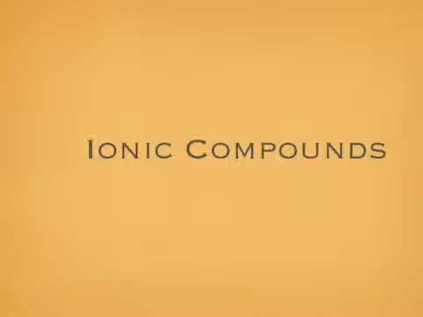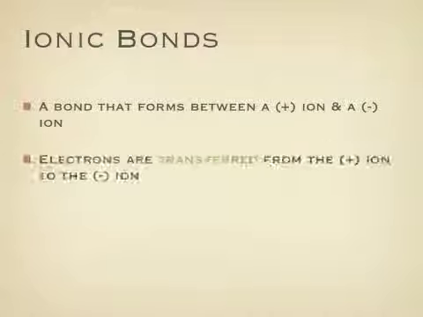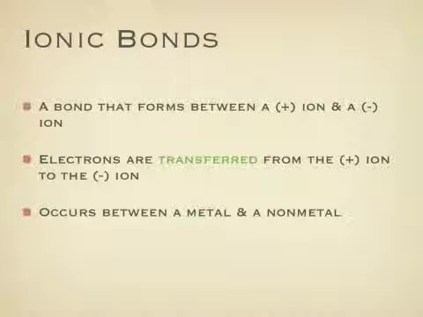Ionic compounds are formed by ionic bonds. If it's an ionic bond, that must mean that it forms between a positive ion and a negative ion. This occurs when electrons are transferred from the positive ion to the negative ion. On the periodic table, we know that positive ions are formed by metals and negative ions are formed by nonmetals. So an ionic bond occurs between a metal and a nonmetal. An example would be NaBr.